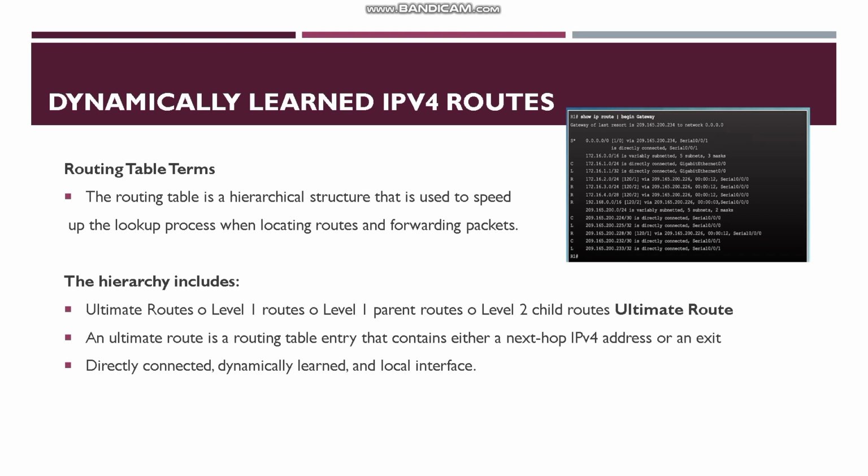So the hierarchy includes ultimate routes, level 1 routes, level 1 parent routes, level 2 child routes, and the ultimate route. An ultimate route is a routing table entry that contains either a next hop IPv4 address or an exit interface: directly connected, dynamically learned, and local interface. So that's all for my topic.